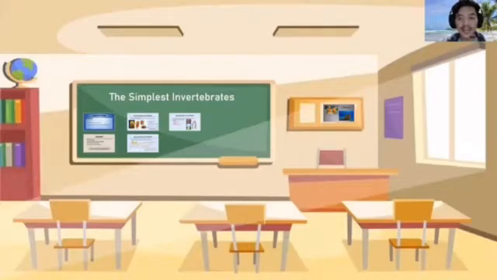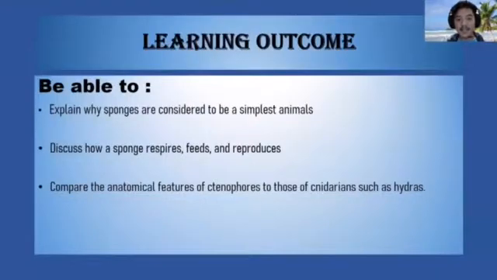Okay, so in this video we will only explain the simplest invertebrates such as sponges, ctenophores and cnidarians. After you finish watching this video, you will be able to explain why sponges are considered the simplest animals, discuss how a sponge respires, feeds and reproduces, and compare the anatomical features of ctenophores to those of cnidarians such as hydras.